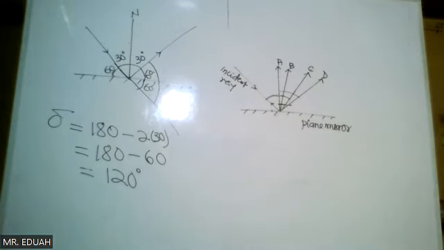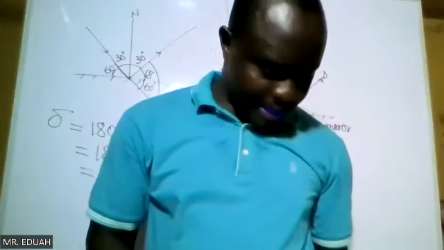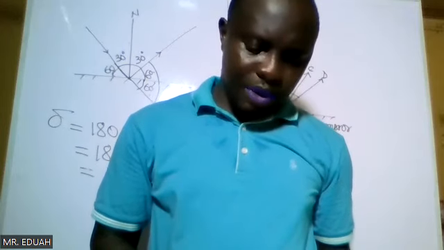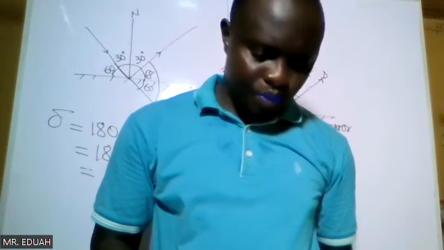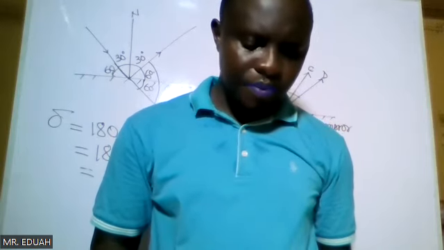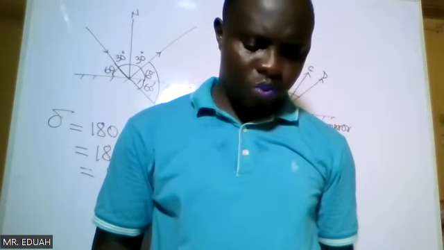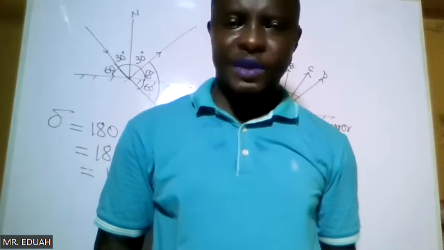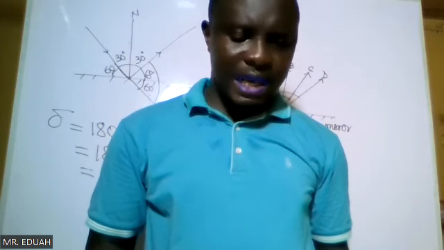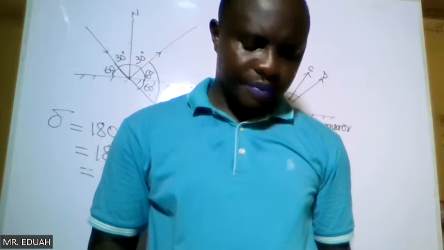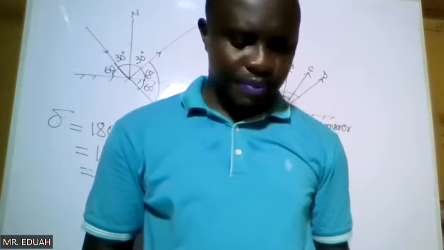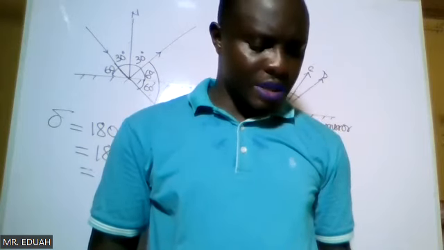Okay, so the last question, please listen. Two plane mirrors are positioned perpendicularly to each other. A ray of red light is incident on mirror one at an angle of incidence of 55 degrees. This ray is reflected from mirror one and then strikes mirror two.